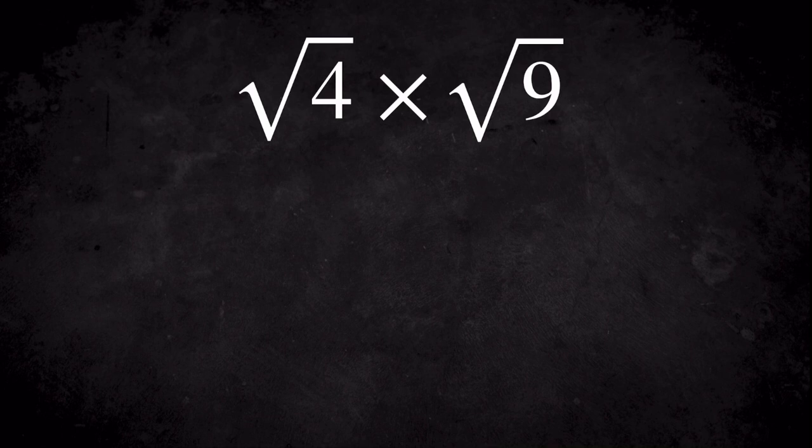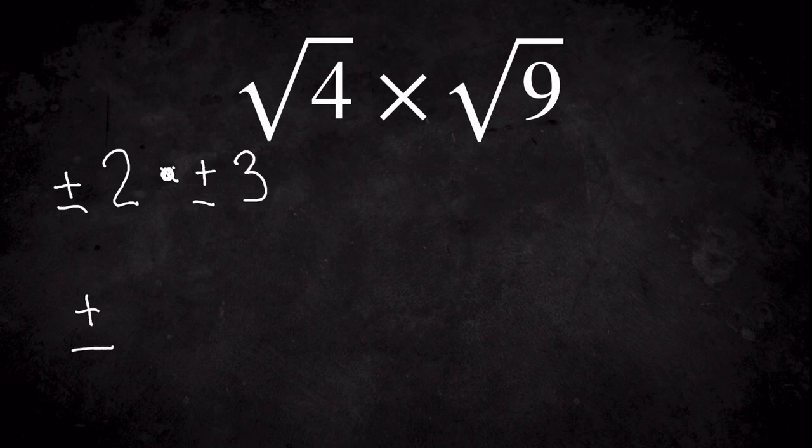Here we have the example, the square root of 4 times the square root of 9. First we could simply solve this the traditional way. By the traditional way, I mean first finding the square roots of the problem. So the square root of 4 is positive 2, times the square root of 9, which is positive 3. This would equal positive 6.